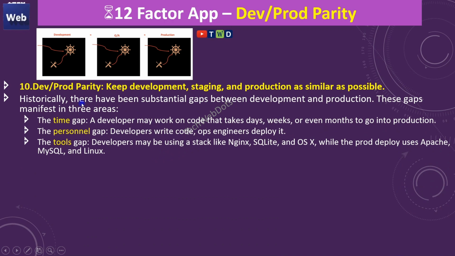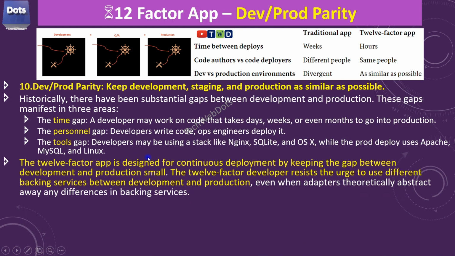Historically there have been substantial gaps between development and production. These gaps manifest in three areas. The time gap: a developer may work on code that takes days, weeks, or even months to go into production. The personnel gap: the developer writes code, but the operations engineer deploys it. The third one, the tools gap: developers may be using a stack like Nginx, SQLite, or OS X, while production deploys using Apache, MySQL, and Linux. So these kinds of gaps can be there.